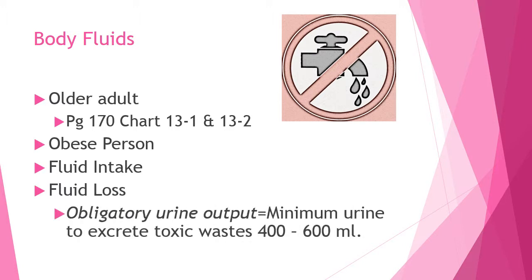Obligatory urine output is the minimum amount of 400 to 600 milliliters of urine needed to be excreted in a day to prevent toxic waste buildup. If this fails, then waste is retained and can cause lethal electrolyte imbalances, acidosis, and a toxic buildup of nitrogen. The specific gravity of obligatory urine output is 1.032 or greater and is maximally concentrated. Osmolarity is at least 1400 milliosmoles per liter.